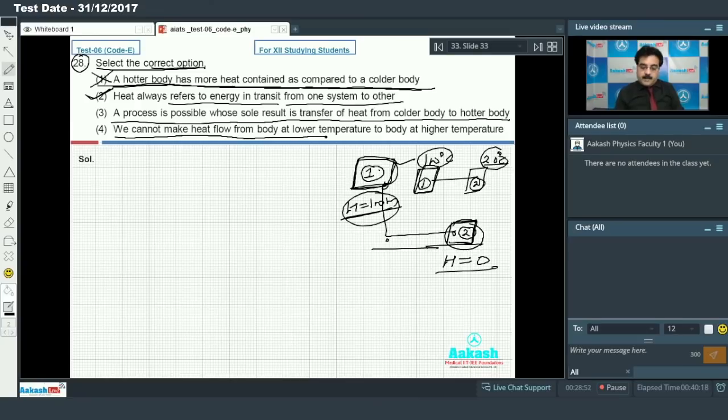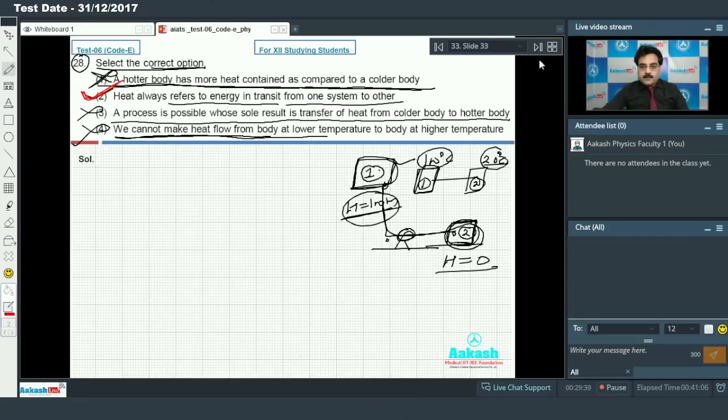And we cannot make heat flow from a body at lower temperature to a body at higher temperature? No, because this is possible by taking a source of energy. If I use a motor pump here, I can take this water from the lower side to the upper side. Same case as a refrigerator, which you study: we can move heat to the opposite side by using a heat engine. So I cannot say we cannot make heat flow from a body at lower temperature to a body at higher temperature. We can do that by using a heat engine. So option number 4 is not correct, option number 3 is not correct, and 1 is not correct. The final choice is option number 2.